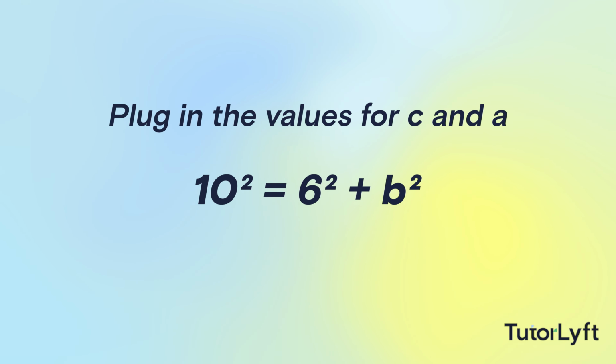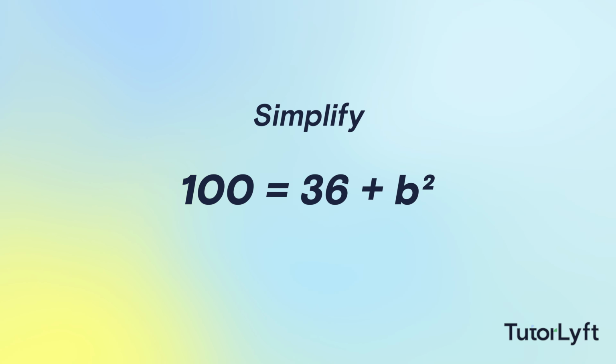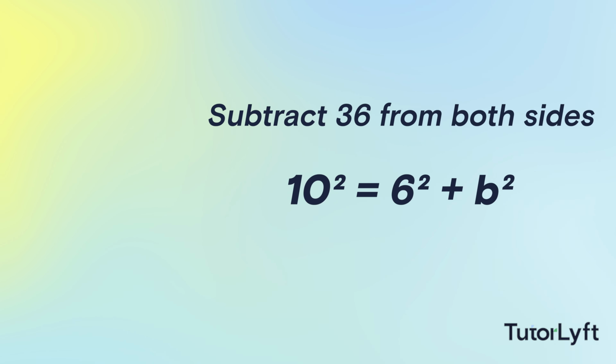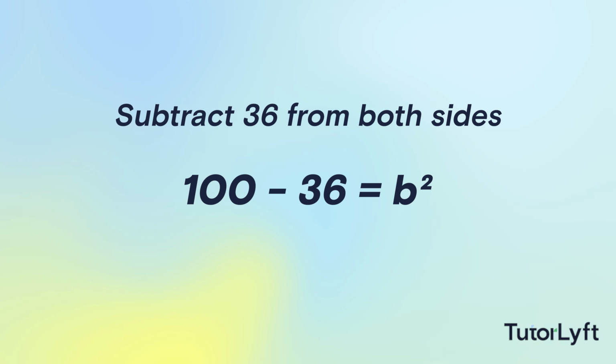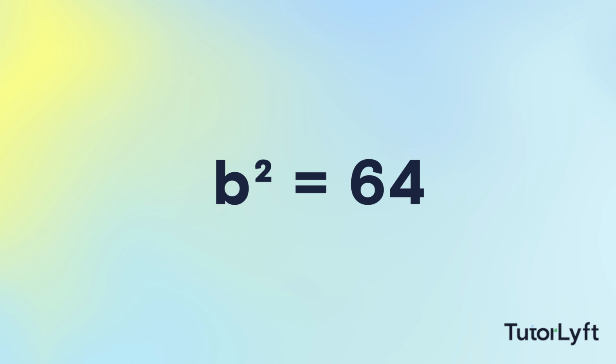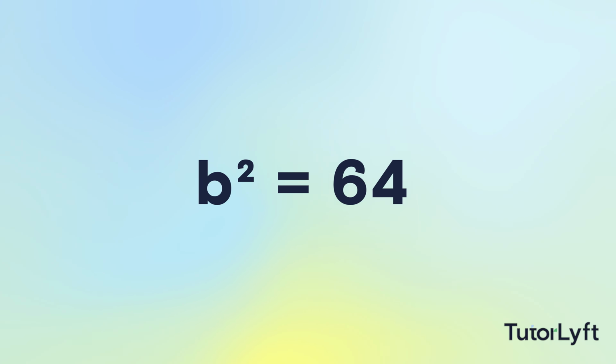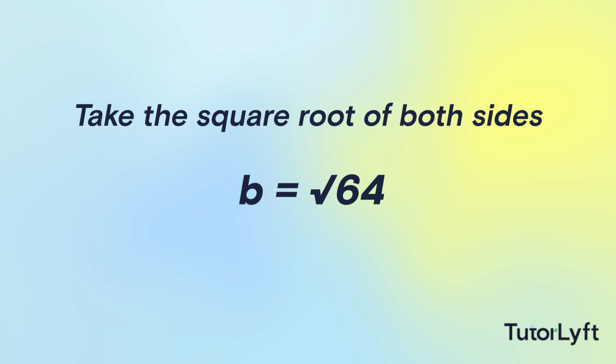10 squared equals 6 squared plus b squared. Simplify. 100 equals 36 plus b squared. Subtract 36 from both sides. 100 minus 36 equals b squared. b squared equals 64. Take the square root of both sides. b equals the square root of 64. So b equals 8. The ladder reaches 8 feet up the wall.